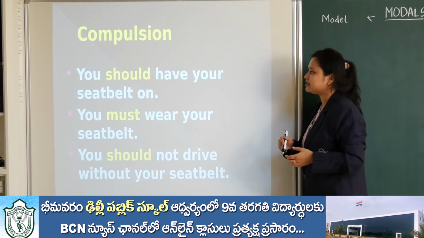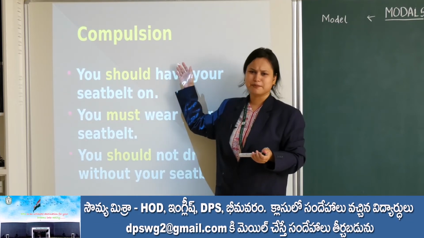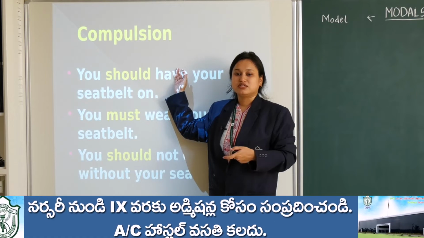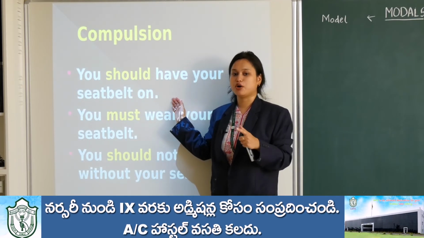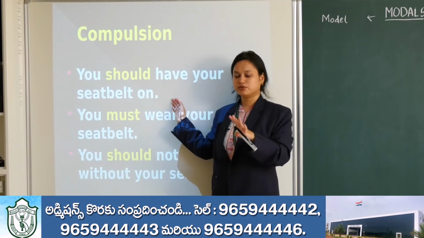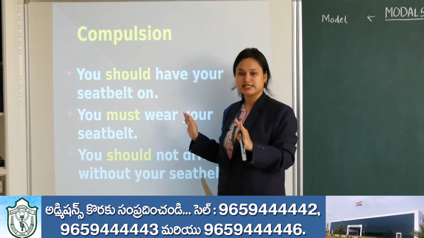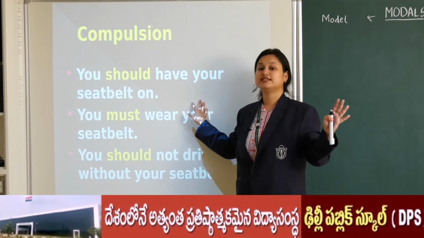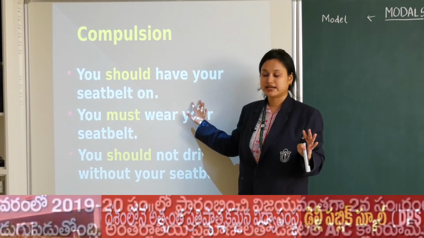Come to the next slide. Compulsion. What is compulsion? Something which is compulsory. Okay, the first rule in the school is that you should come in proper uniform. You must be in proper uniform. Without proper uniform, no one is entering the school. Okay, you should be clean and tidy and in proper uniform. That is compulsion. That is compulsory for every student. No one is left out in that, right?